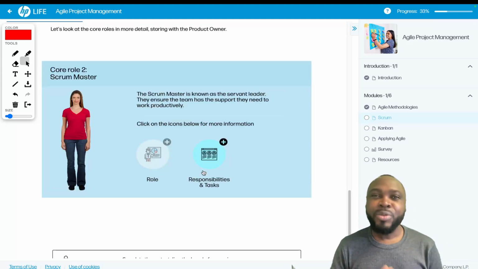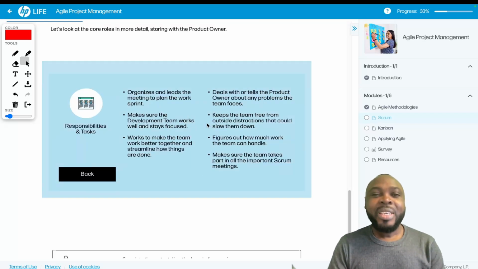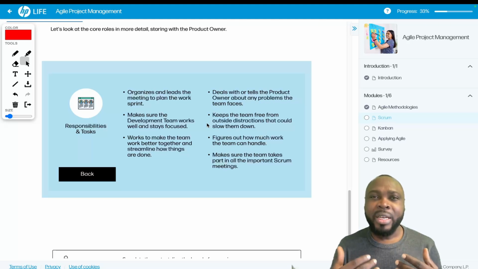What are the roles and responsibilities of this one person called the Scrum Master, who is a servant leader to the team? He organizes and leads the meeting to plan the work sprint. So this person organizes the sprint activities, just as I said earlier. Like, you have the sprint planning, where you come and plan what would be done in that sprint. You also have the sprint review, you have the sprint retrospective, and you meet daily to talk about the project. So this is the one person who organizes all of these meetings.